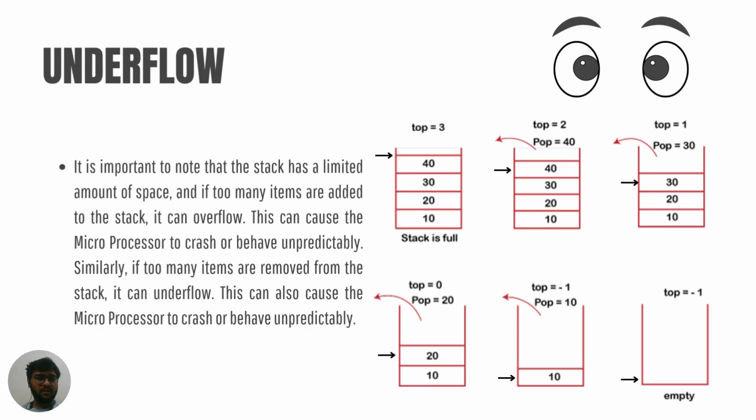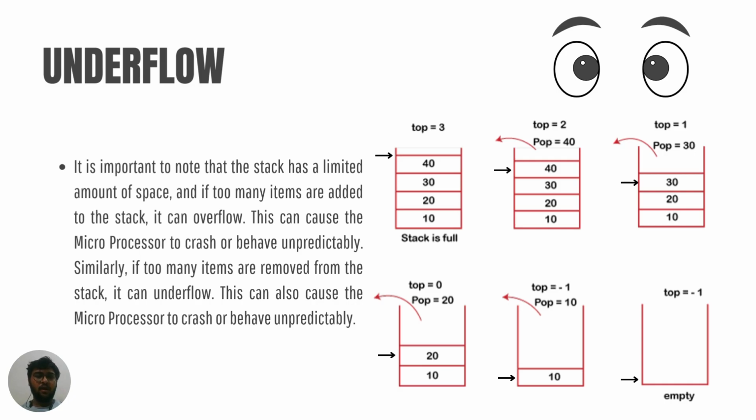It is important to note that stack has a limited amount of space, and if too many items are added to stack, it can overflow. This can cause the microprocessor to crash or behave unpredictably. Similarly, if too many items are removed from the stack, it can cause underflow. This can cause the microprocessor to crash or behave unexpectedly.